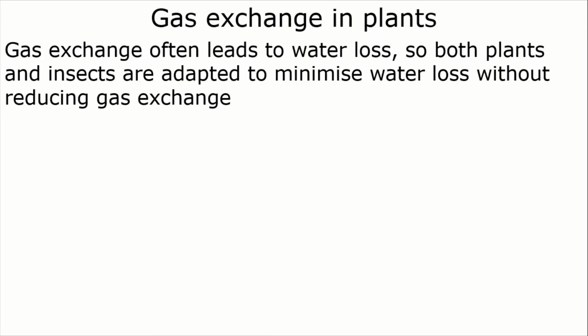So if we continue on and talk a little bit about how gas exchange systems are adapted to minimise water loss, we'll go a bit more into detail about plants, and we'll just touch on how insects are adapted as well to minimise water loss without the need to reduce gas exchange. This doesn't happen in fish because fish live in a watery environment, and water is a very big part of how they get oxygen anyway, so we don't need to worry about water loss in fish because it won't happen unless they're plucked out of the sea.